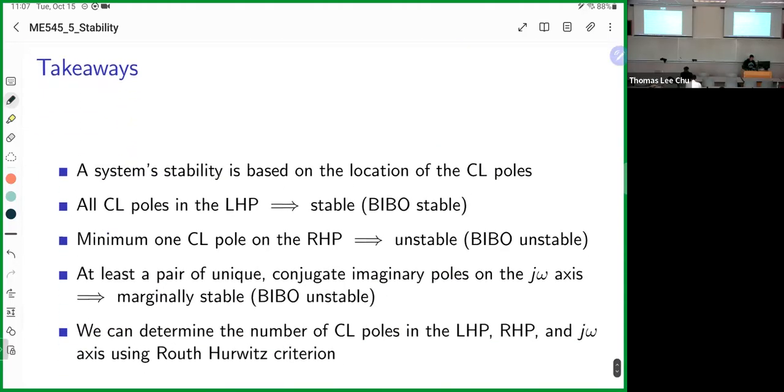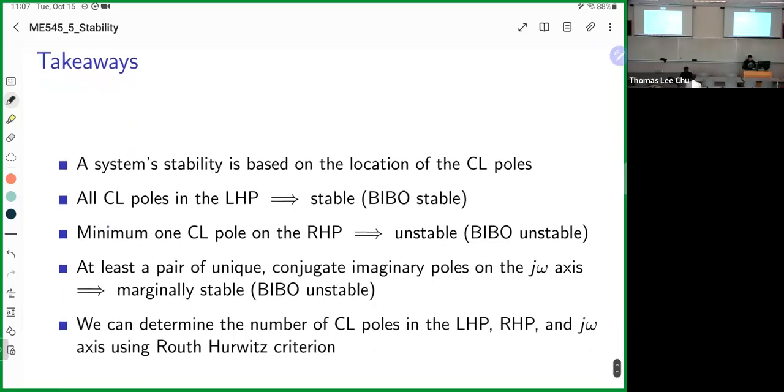Okay. Takeaways: the system stability is based on the location of the closed loop poles. All closed loop poles in the left half plane means that your system is stable, and also bounded input, bounded output stable. If there's at least one closed loop pole in the right half plane, that means your system is unstable, and also bounded input, bounded output unstable.